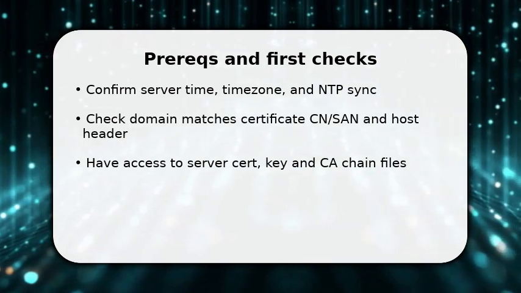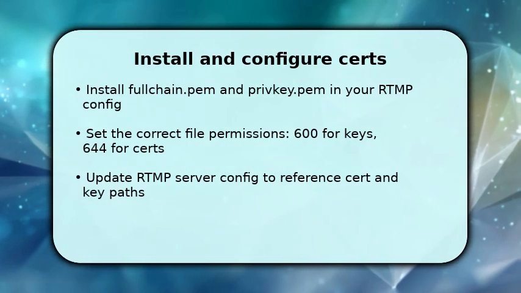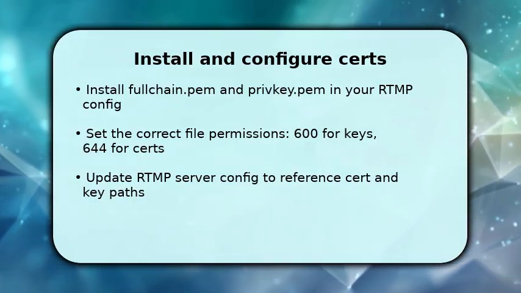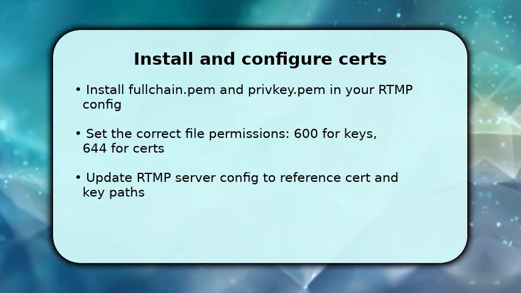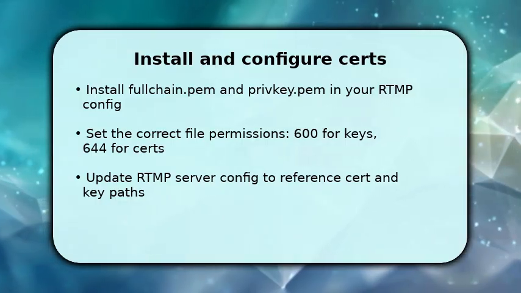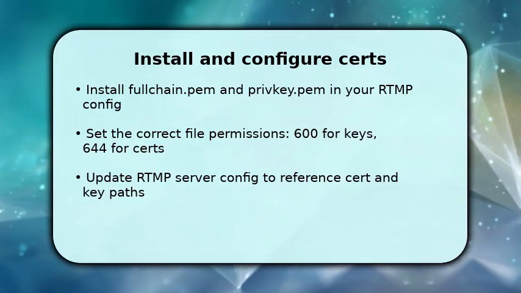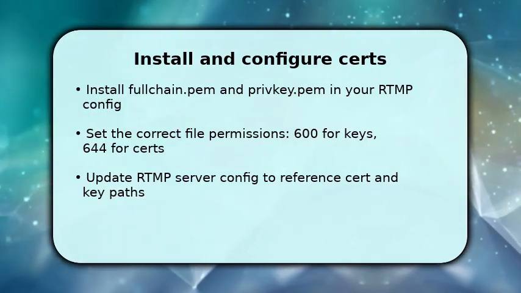Now you install and configure. Place the full certificate chain and private key where your Rtmp server expects them. Edit the Rtmp config to point to full chain.PEM and privkey.PEM, not partial chains because missing intermediates trigger browser or client distrust. Make sure file permissions are restrictive, keys 600, cert 644, and the Rtmp process owner can read them.